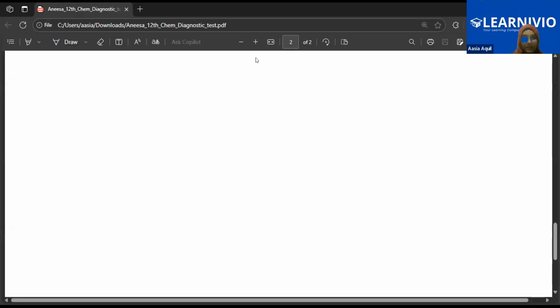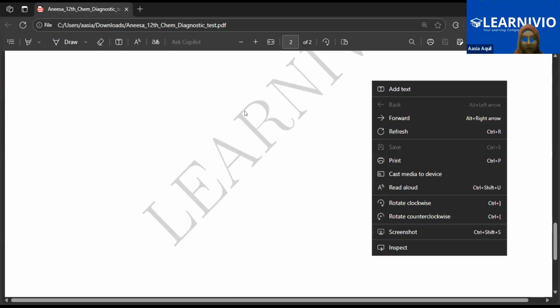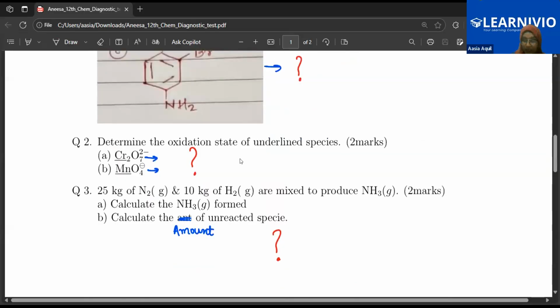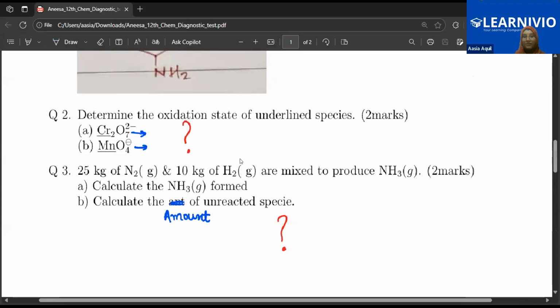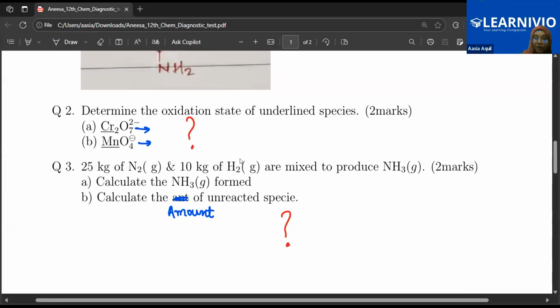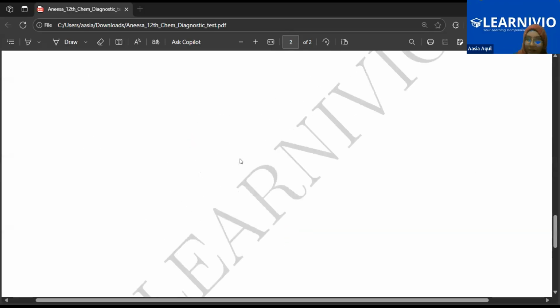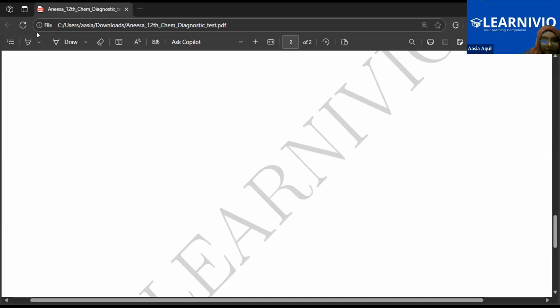Okay, now let's discuss the next one, which is the determination of the oxidation state of the underlined element. Basically, we have to calculate the oxidation state. Before doing the question, let's discuss what I mean by oxidation state. I'm writing it over here. Basically, the oxidation state or oxidation number is a charge. Write down the oxidation state or oxidation number.